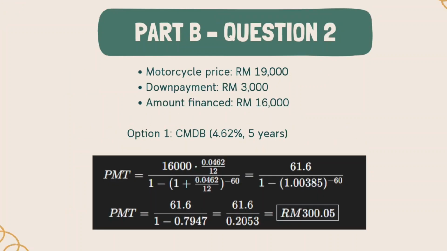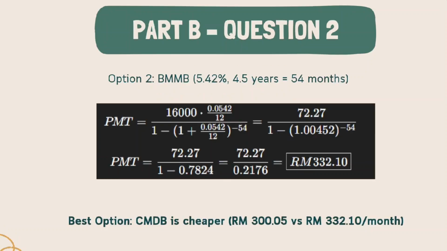For part B, question 2, the motorcycle price is 19,000 ringgit, and the down payment is 3,000, so the amount financed is 16,000 ringgit. Option 1, CIMB, is 4.62% for 5 years. We use the formula that we used earlier in part 1, substitute all the information into the formula, and we get the final answer of 305.05.